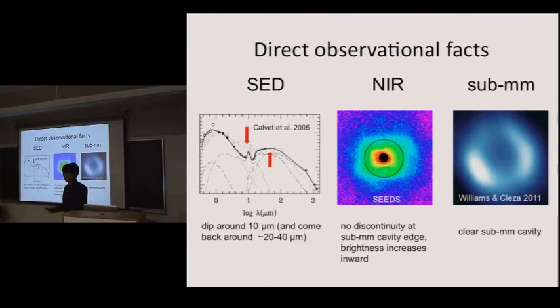So before I show the results, let's just review what the direct observational facts are. We have three observations: the SED, the near-infrared image, and the sub-millimeter image. In the SED, the two signatures are a near-infrared deficit and a dip around 10 micron. Then the SED comes back at 40 or 50 micron. In near-infrared, you see the scattered light increases in radius all the way from the outer part to the inner angle, and you see no sign of discontinuity at the cavity edge probed by the sub-millimeter image. And the sub-millimeter image is the simplest one. It's just a bright ring with a cavity at the center.